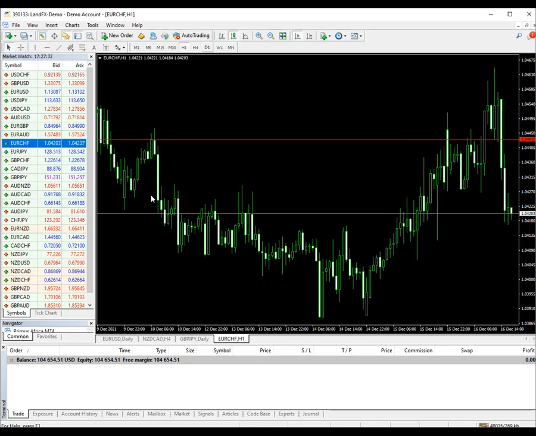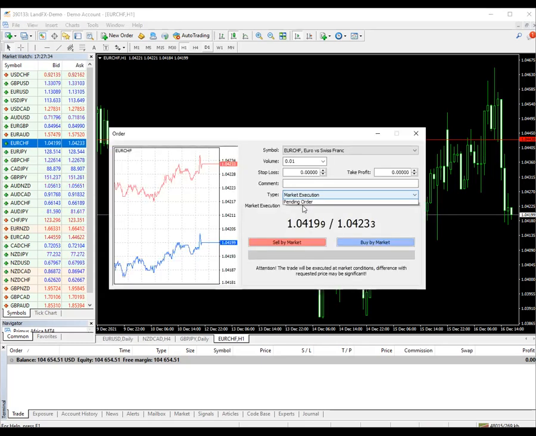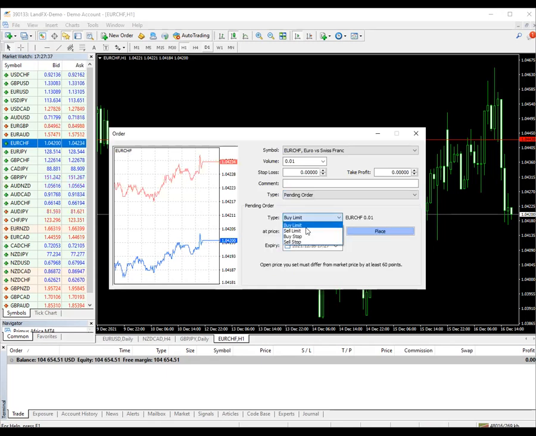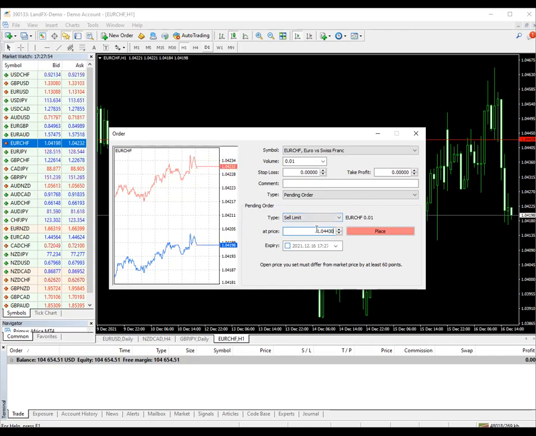So once price gets here, you put your sell limit order. You double click, you come to market execution, you choose pending order, then you select sell limit. So you input that price. That price is 1.04430.